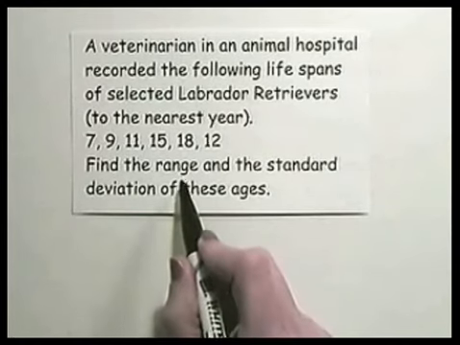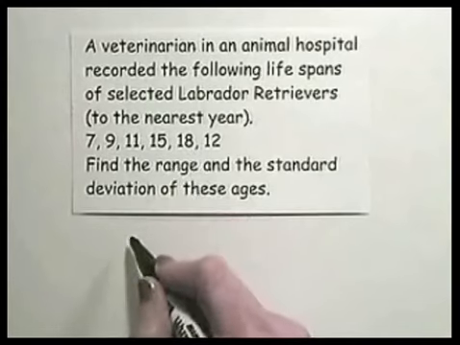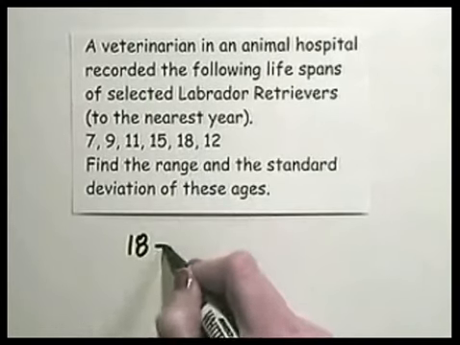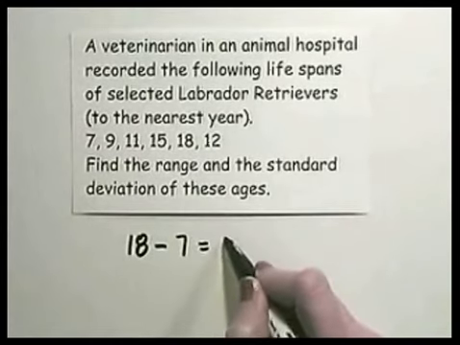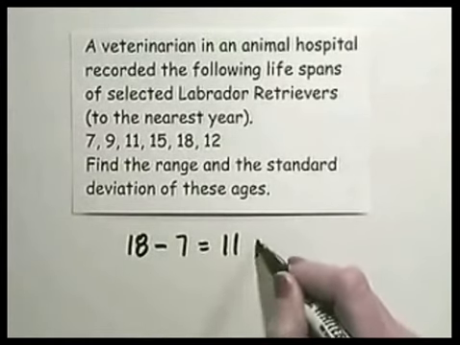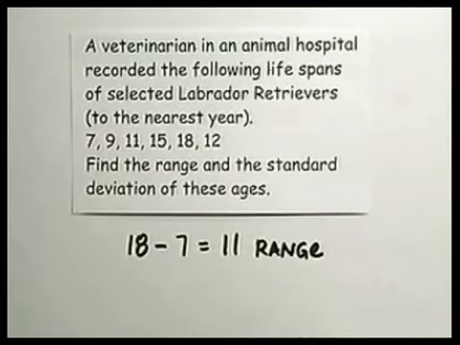Well, we can find the range by looking at the highest value, which is 18, and subtracting from it the lowest value, which is 7, to give us a value of 11. And so we say that the range of values is 11.